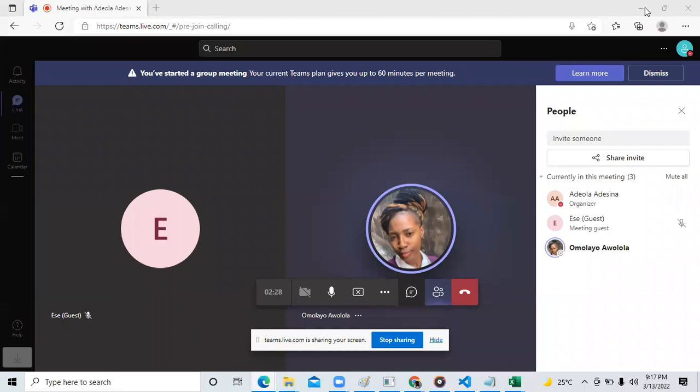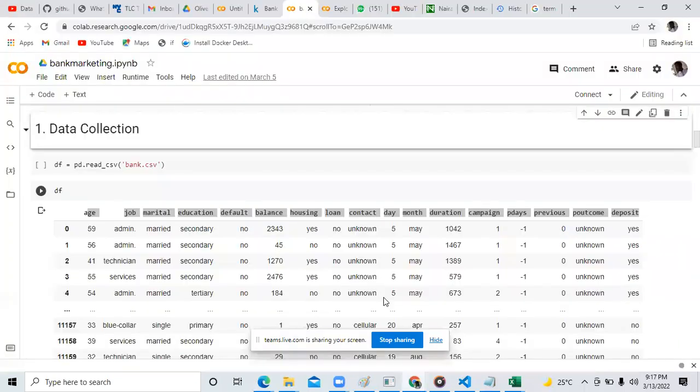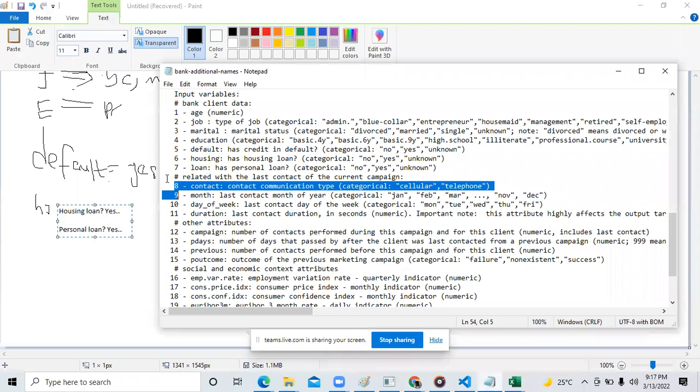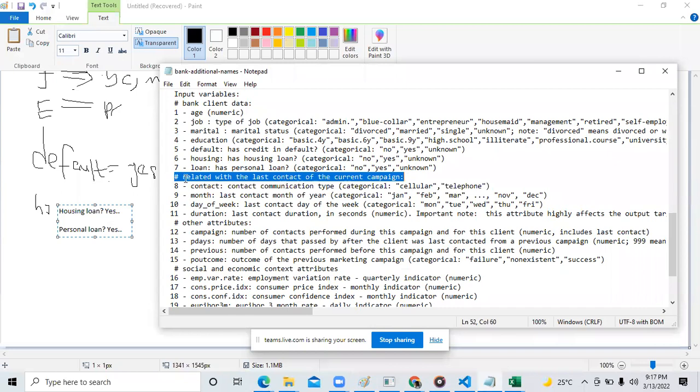Okay, so before the meeting ended, I don't know where we got caught, but we talked about housing loan and personal loan, right? So I was explaining the meaning of this: this line is explaining that the next set of variables are related to the last time this bank contacted the clients, right? So related with the last contact of the current campaign. Does that make sense?